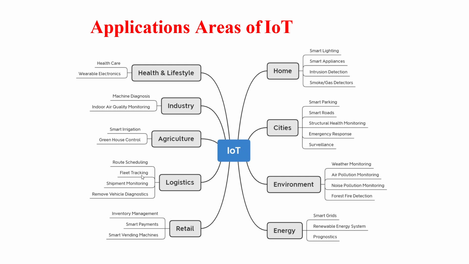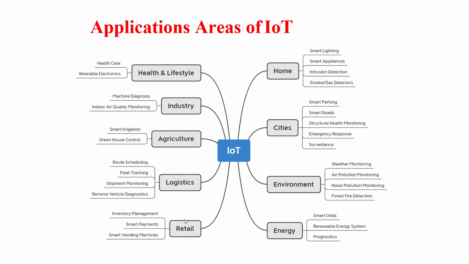Next, coming to shipment monitoring and remote vehicle diagnostics and all. For vehicle diagnostics, there are sensors in some smart vehicles, like Tesla is one example. If any problem has occurred, automatically it will say that this part of the vehicle is damaged, this part is not working. You need to repair it, and you can travel only up to this particular distance and all. That is known as vehicle diagnostics.